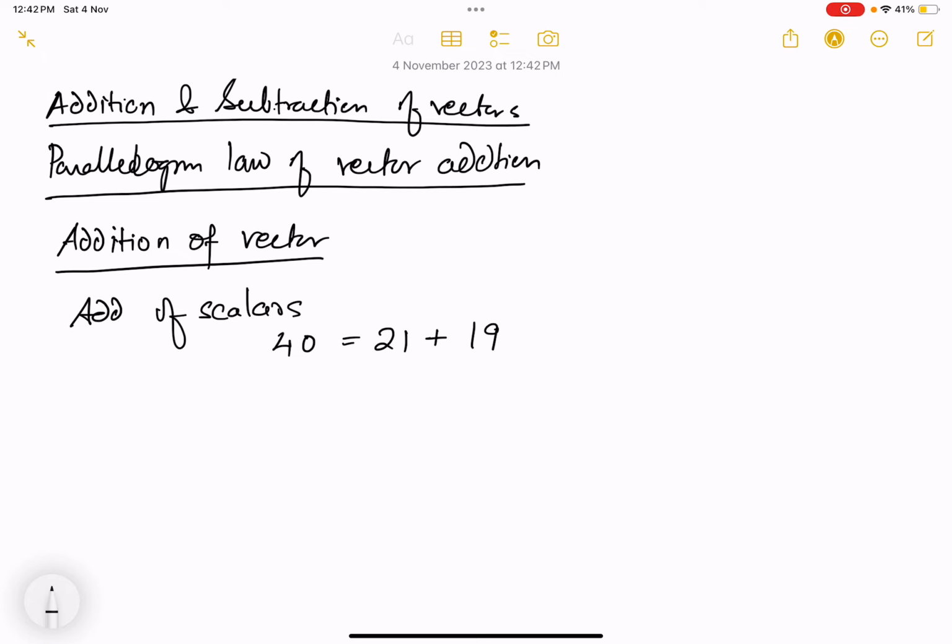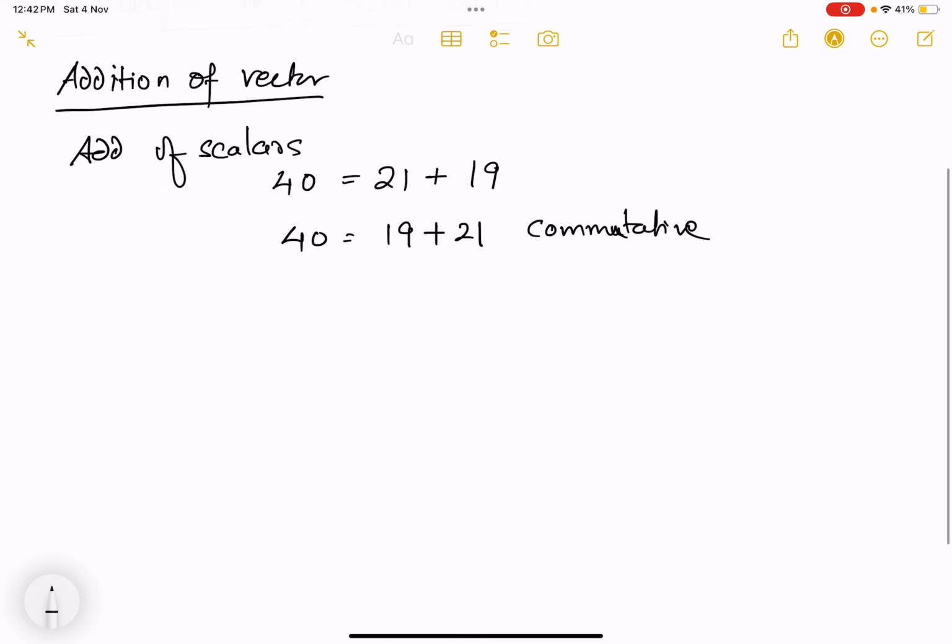You can also see that if I change the order, suppose I write 19 first and 21 later, then it will not change the answer. The answer remains the same. This property, in which I can interchange the operands, the numbers around the plus sign, is called the commutative property. What do we call it? Commutative property. Okay, so this is addition of scalars.